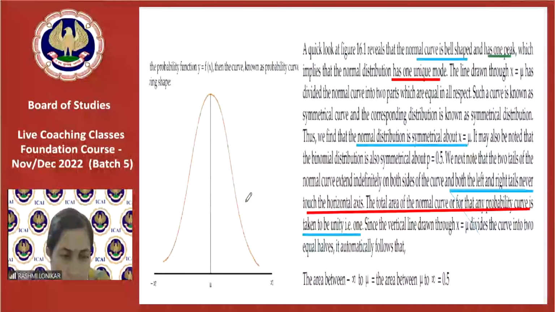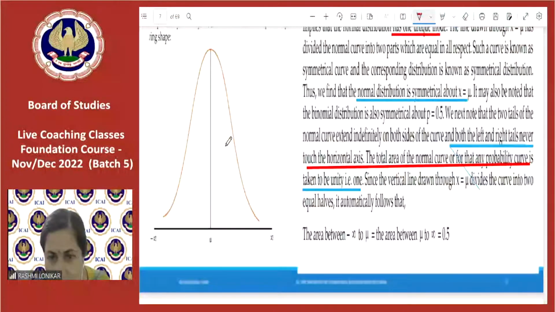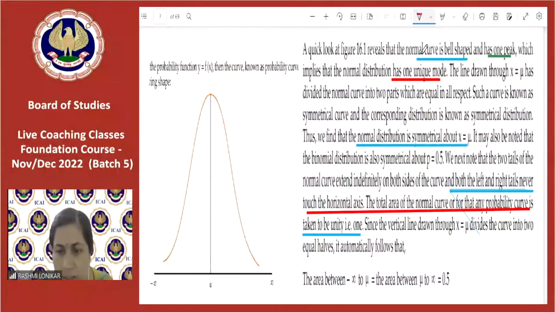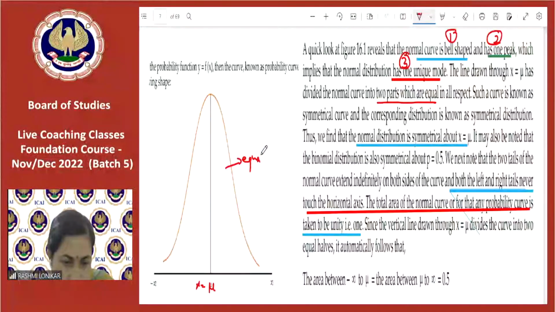This probability function is known as the probability curve here. Now, a quick look gives that the normal curve is bell-shaped. We already talked about that. It has one peak. Second point, it has a unique mode. The line drawn through x is equal to mu divides the normal curve into two parts which are equal. Okay, these two are equal.